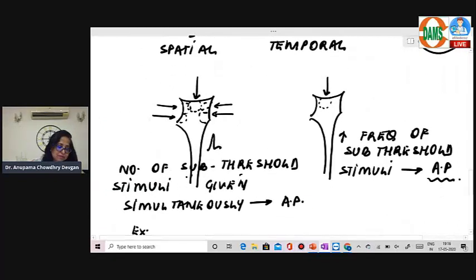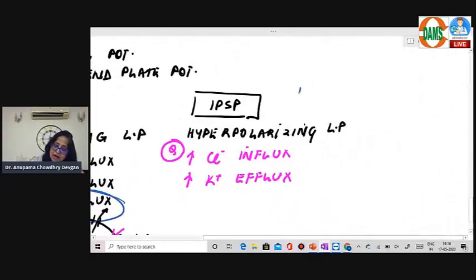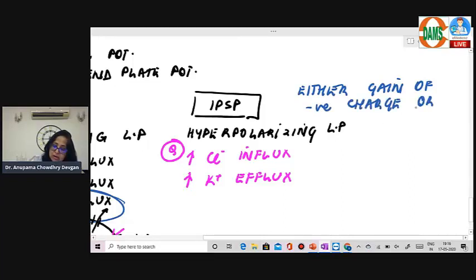Misbah Inamdar, please have a look. What are summations, spatial and temporal? Spatial means addition over space, summation over space. Temporal is summation over time, right? So Shreya, in IPSP, there is either gain of negative charge or increased loss of positive charge. Either way, the potential of the cell will become more negative. Okay? More negative. All right.